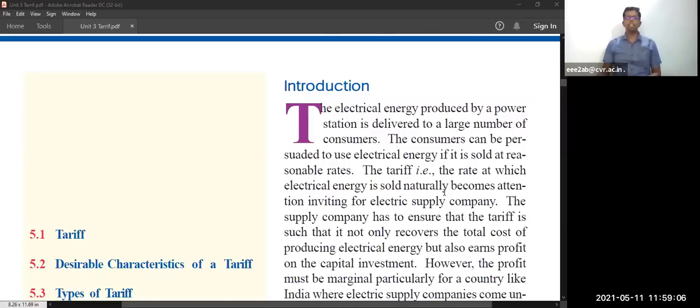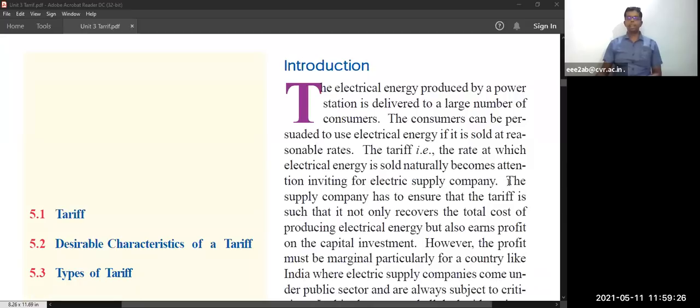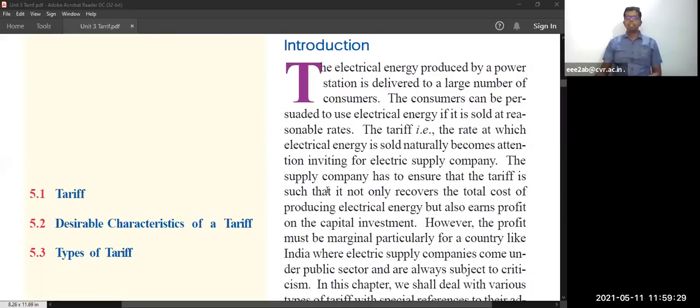The tariff is the rate at which electrical energy is sold to the consumers. That naturally becomes a concern for the electrical supply company. The supply company has to ensure the tariff is such that it not only recovers the total cost of producing energy but also earns profit on the capital investment.